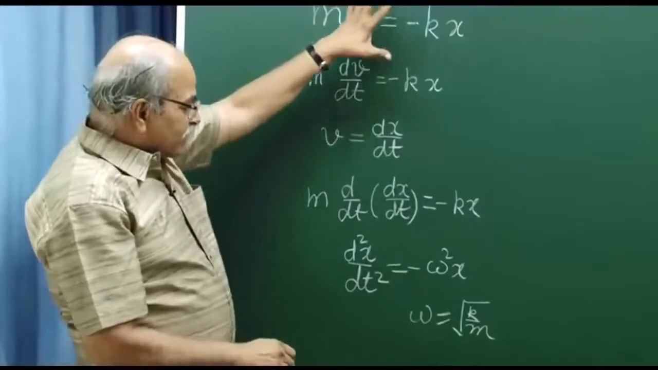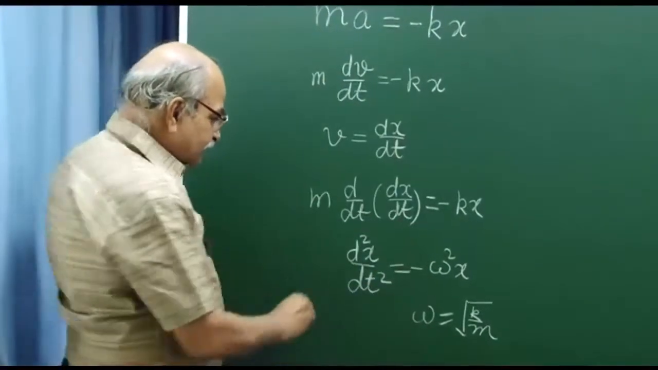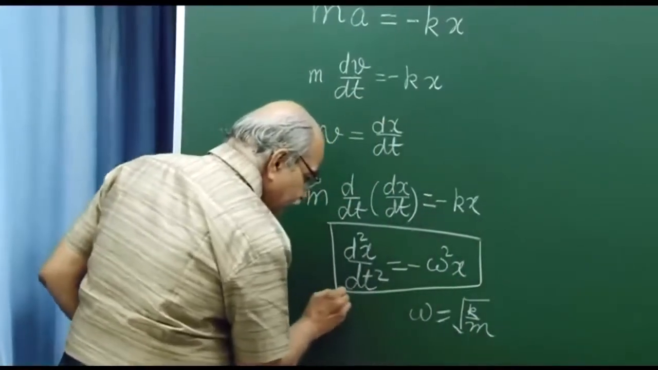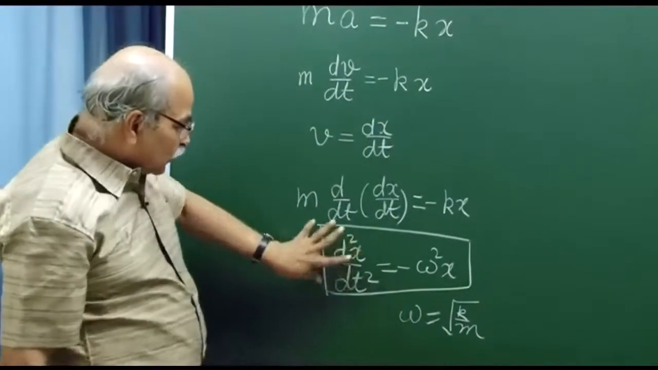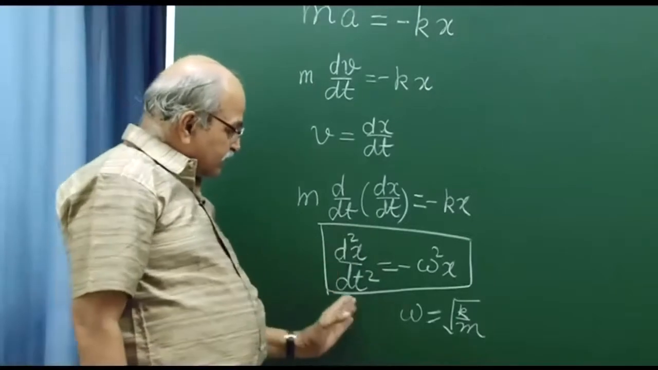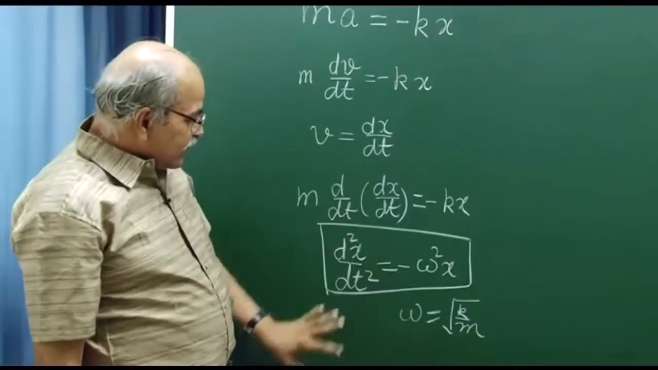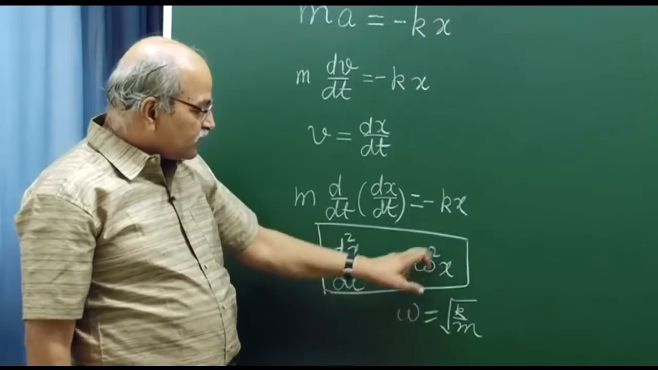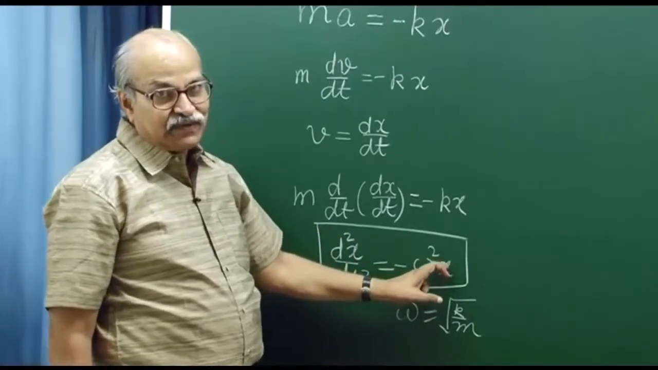Alright, so this is the kind of equation that we have. This is the basic equation for oscillations. Your acceleration, this whole thing, d2x/dt square, is nothing but acceleration. Acceleration is negative some positive constant times x. This is the basic equation.